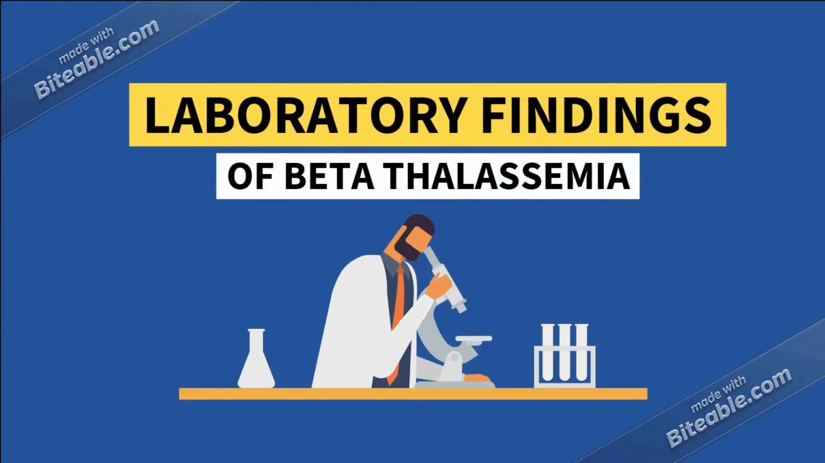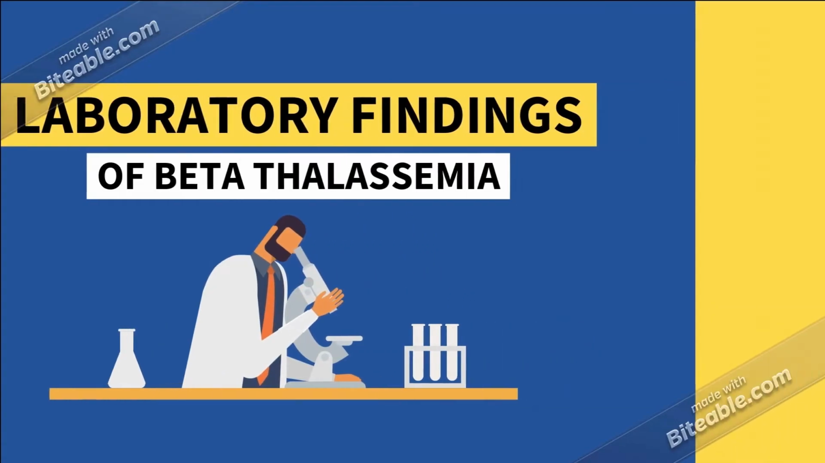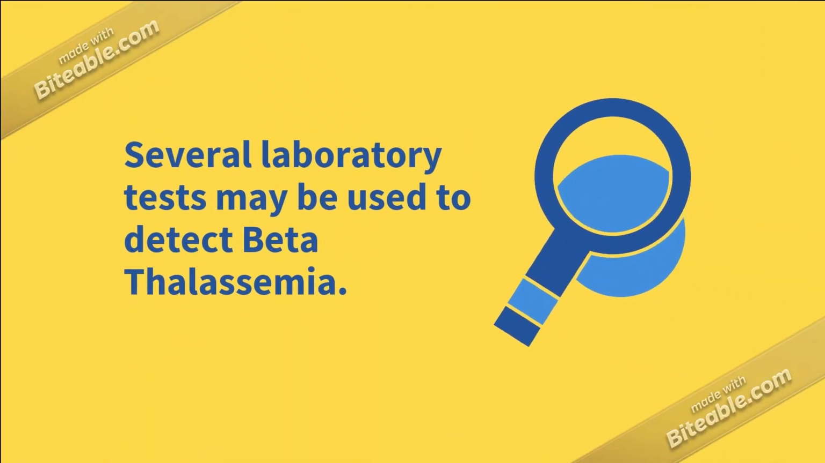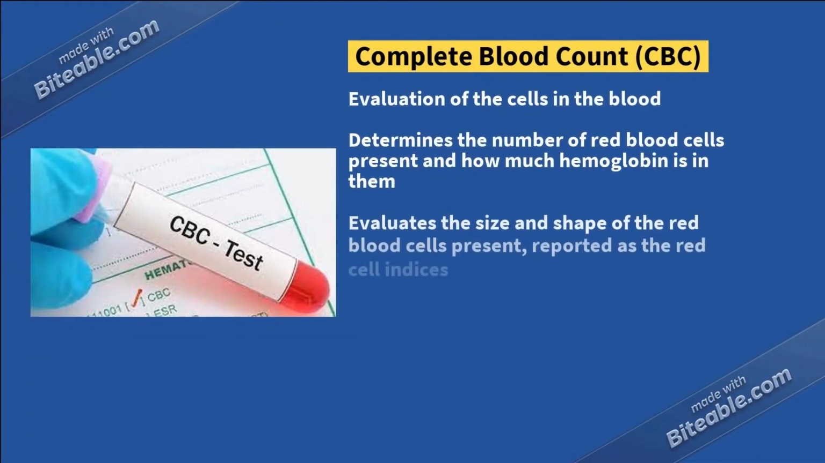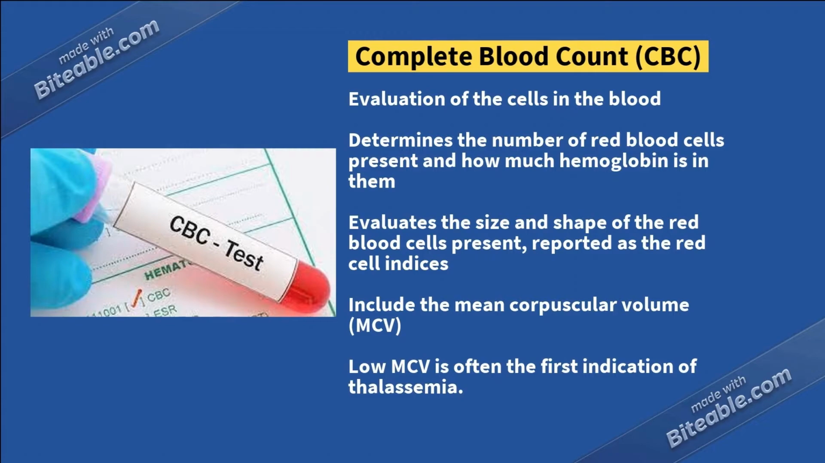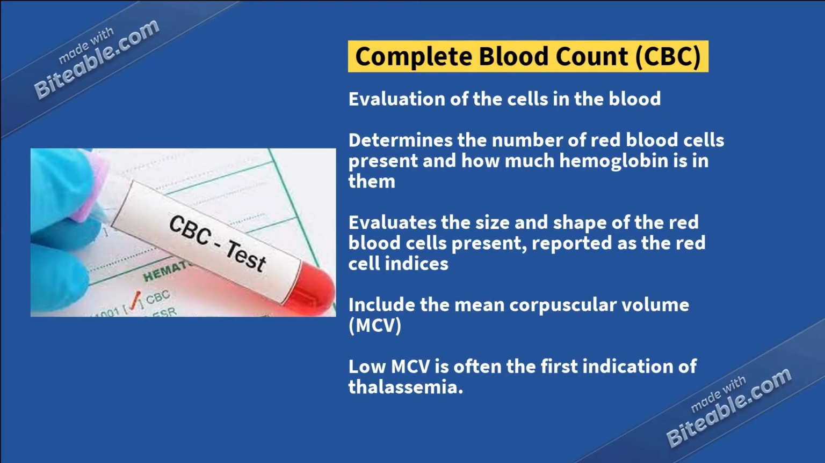Laboratory findings of beta thalassemia. There are several laboratory tests that may be used to detect beta thalassemia. The first one is complete blood count. It is an evaluation of the cells in the blood. It determines the number of red blood cells present and how much hemoglobin is in them. It evaluates the size and shape of the red blood cells, reported as the red cell indices. These include the mean corpuscular volume, MCV, a measurement of the size of the red blood cells. A low MCV is often the first indication of thalassemia.